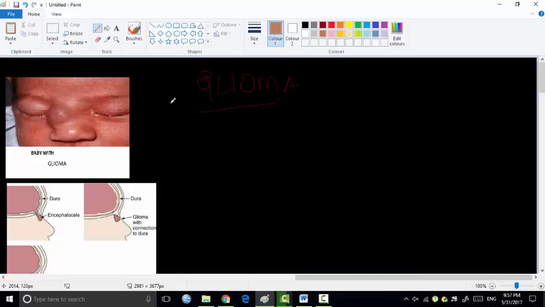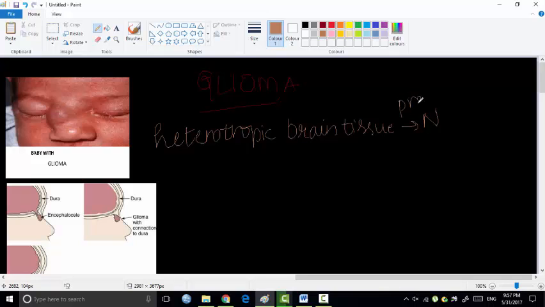So what does this mean? Here there is heterotopic brain tissue. This brain tissue presents as a nasal mass. If this boy has come to your clinic, you feel that it is some nasal mass which is protruding out. But in reality, if you do a biopsy or some invasive techniques, then you will know that it is heterotopic brain tissue, right?